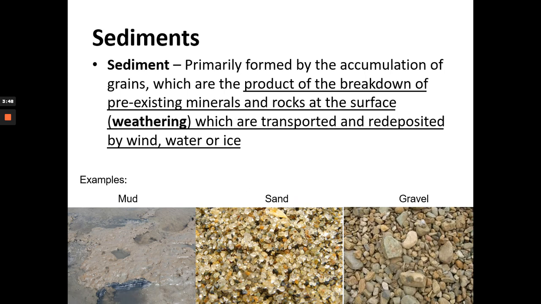And what are they made up of? Well, they are the product of the breakdown of pre-existing minerals and rocks at the surface. So you have older rocks and minerals, and then they undergo the process of weathering, physical and chemical weathering, and they break down into smaller particles that we call grains, right? And these smaller grains will then be transported and then deposited somewhere in the basin, right? By agents of transport like wind, water, and ice.